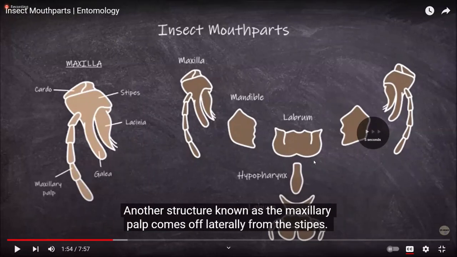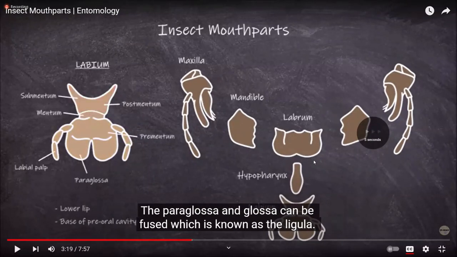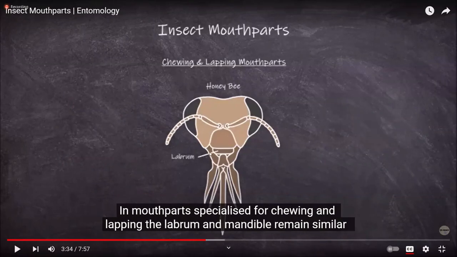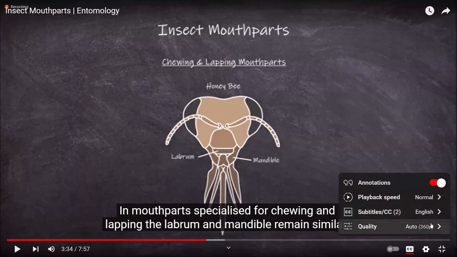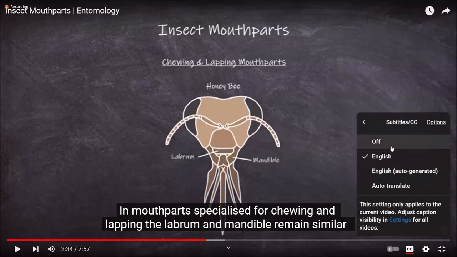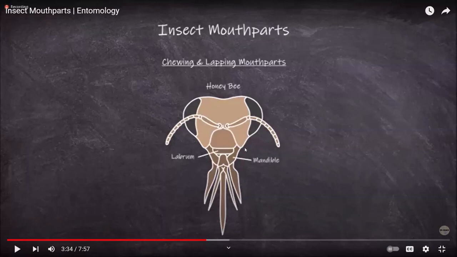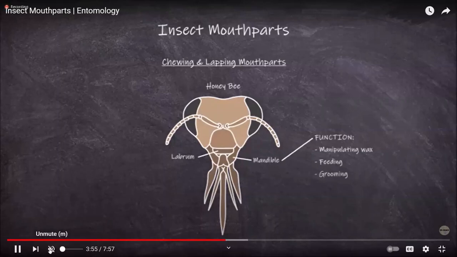I will skip this as you don't have to remember all these. Here you can see the mandible. Chewing and lapping mouth parts. Here they are modified somewhat like this. Parts of the maxilla and labium are modified to form.